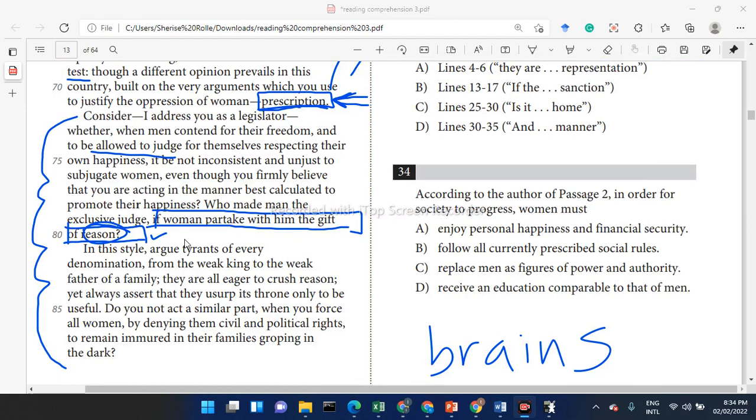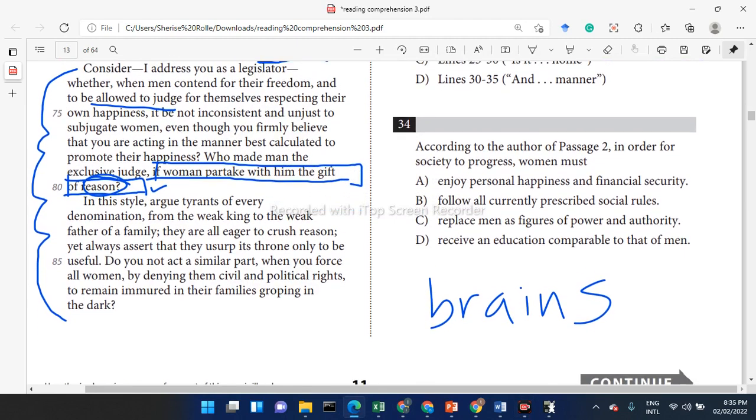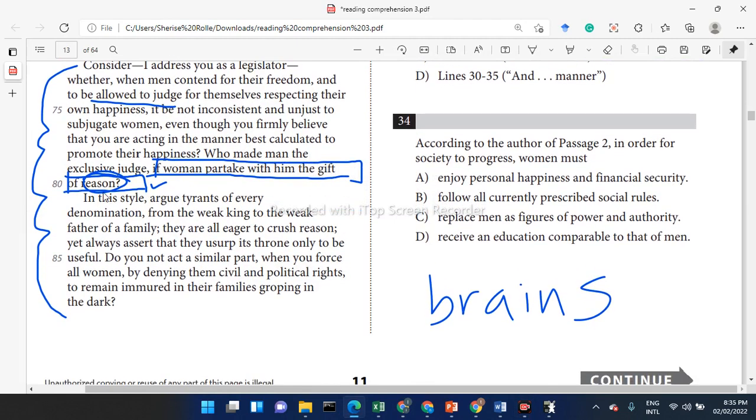Okay, so I love this. She says, this is the powerful one right there. She says, in this style, argue tyrants of every denomination. She's saying that this ain't the first time this is happening. Like persons always do this.